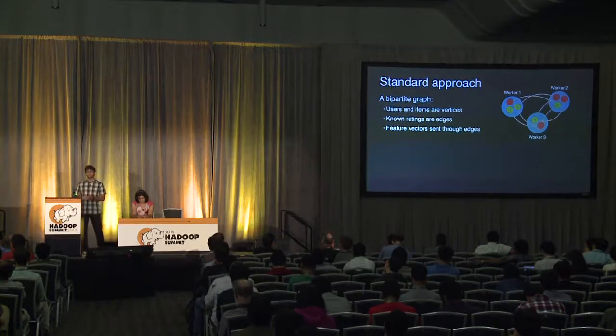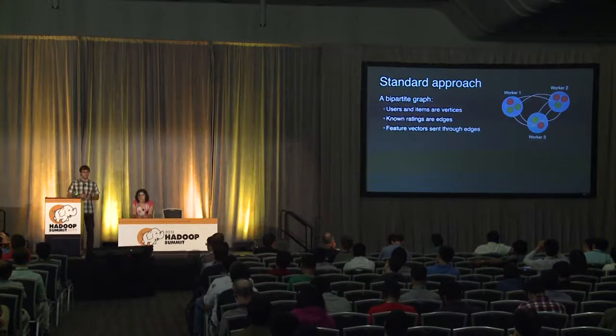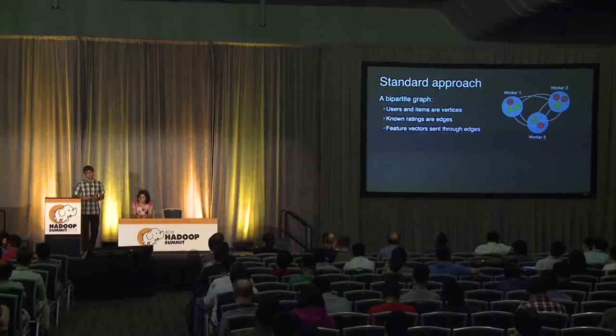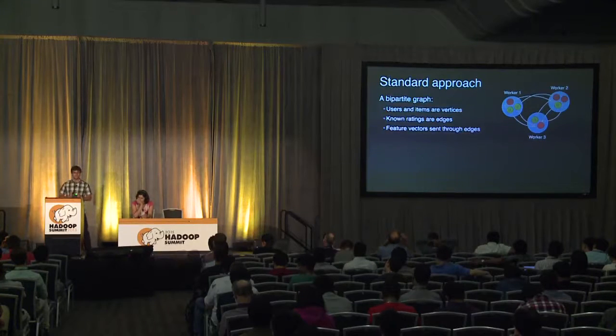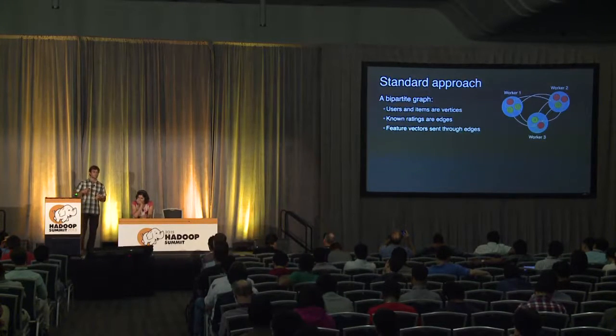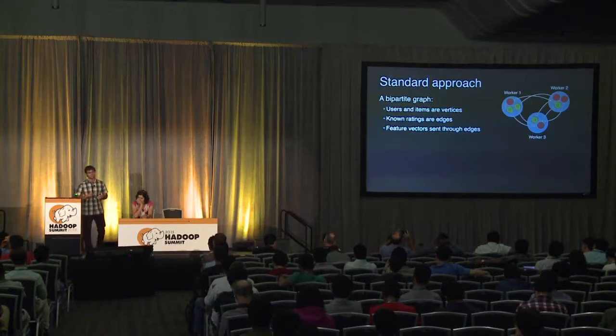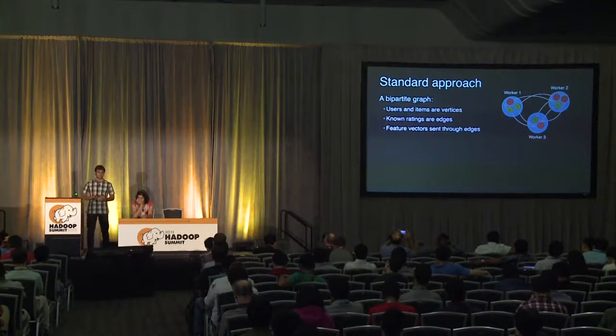In order to do one iteration of stochastic gradient descent here, in every iteration, all vertices send their feature vectors to the neighbors. For example, user vertices receive all items, and then they process them one by one in random order and modify the local value of their feature vectors.